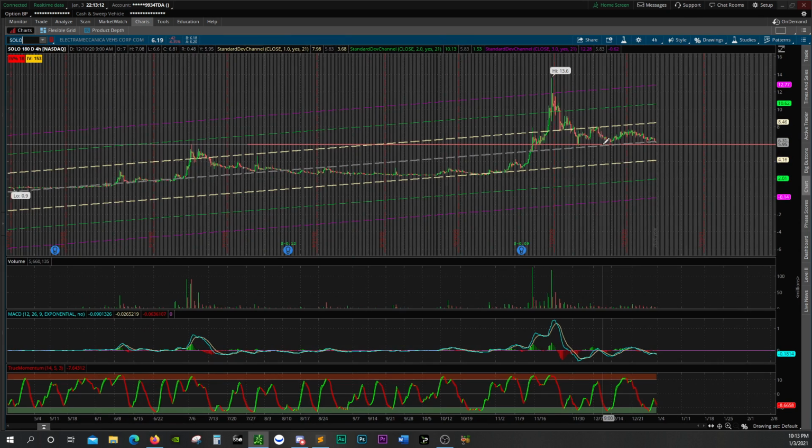Solo looks like it's near support. January 15th. You guys got to stop giving yourself not enough time. You know, January 15th position here. I mean, solo looks like it's been consolidating slowly, and it's at support.